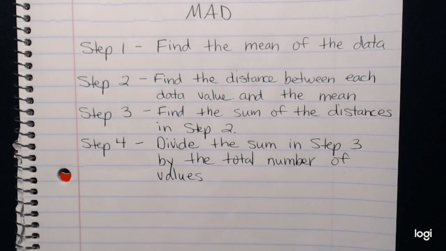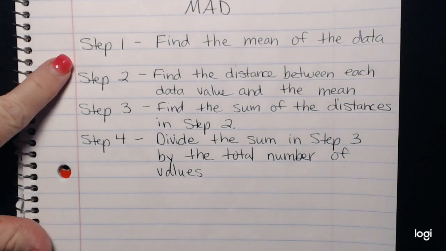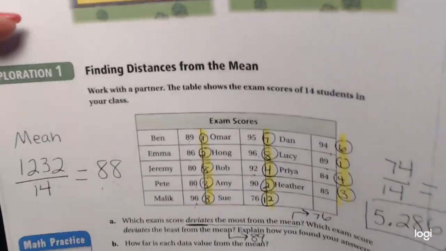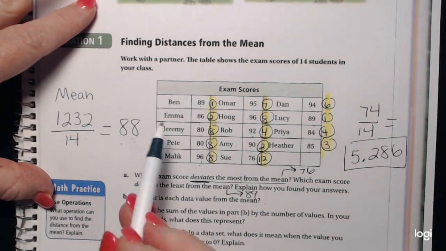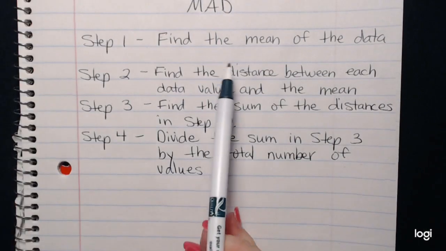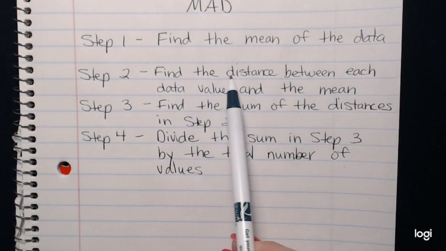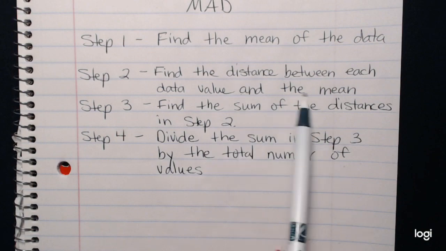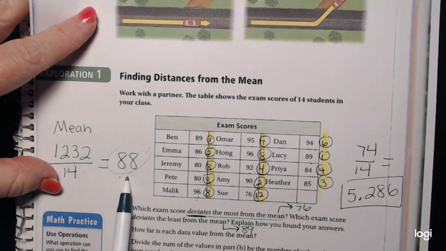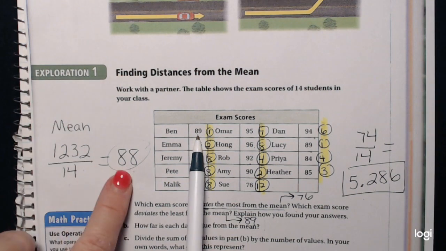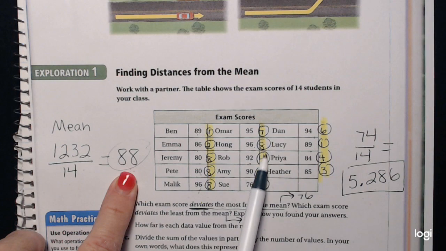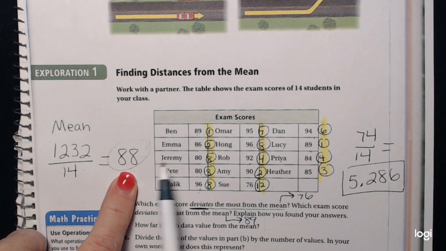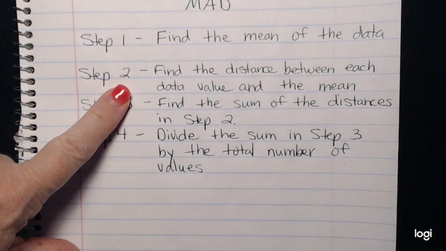All right, so if you need to pause this to get this written down, go ahead. But let's kind of review. Step 1 is to find the mean of the data. Well, if you remember, on my scores here, I added all of my exam scores. I divided by 14, and I found the mean to be 88. So that would be my step 1. Step 2 was to find the distance between each data value and the mean. So then I looked at my mean of 88. I looked at each score and said, oh, 89, that's 1 away. 86, that's 2 away. And so we made a new list of numbers on how far the data was away from our mean. That's step 2.